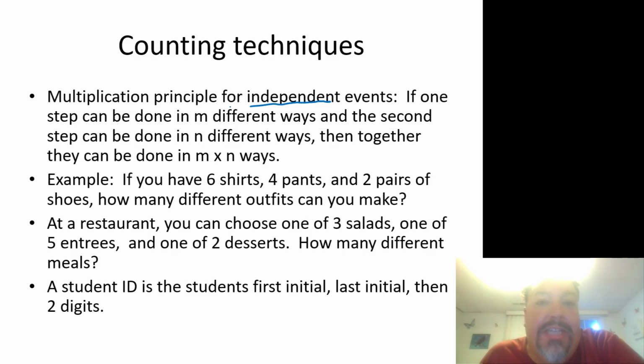So the multiplication principle says that for independent events, if one step can be done in m different ways, and the second step can be done in n different ways, then we're just going to multiply m times n to get the total ways of doing it. And we're going to look through these examples.